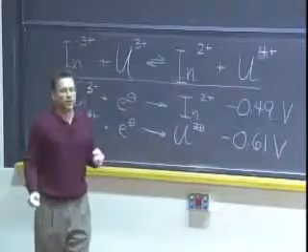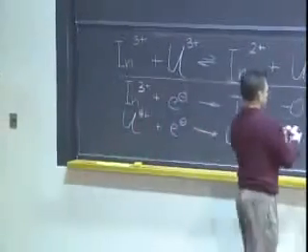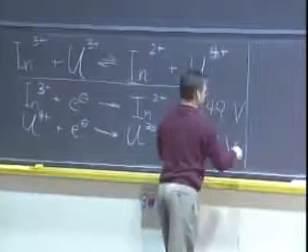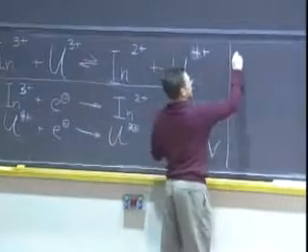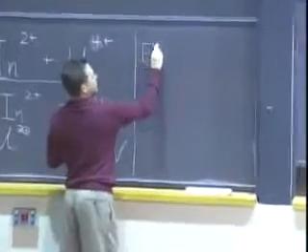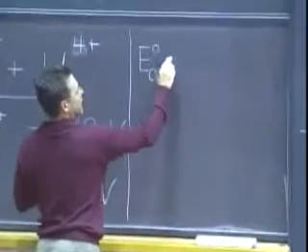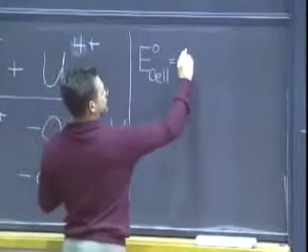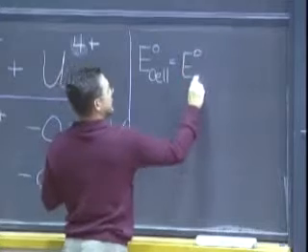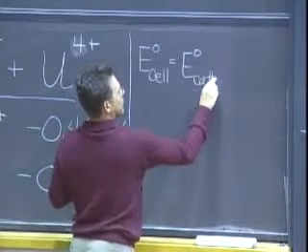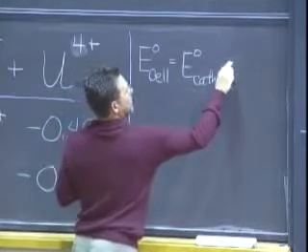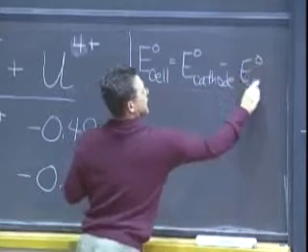Okay, and then you'll remember that to find the standard cell potential, E0 of the cell is going to be equal to E0 of the cathode minus E0 of the anode.